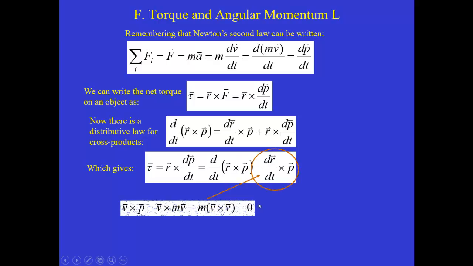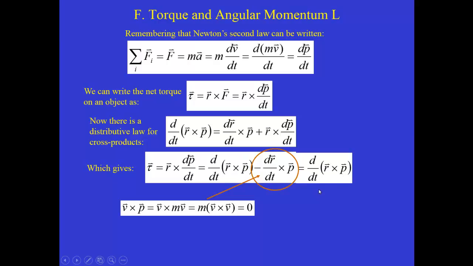Okay, now velocity crossed into momentum, v cross p, well that's the same as v cross mv. And one of the things that we've seen using the vector cross product is that any vector crossed into itself, or anything parallel to it, is equal to 0 because the angle between the two vectors is 0, and the sine of 0 is 0. So this dr/dt cross p term drops out completely, and that leaves us with the result that the net torque on an object is the time derivative of this vector cross product r cross p. So it's got linear momentum in it, but we have the vector r crossed into that.